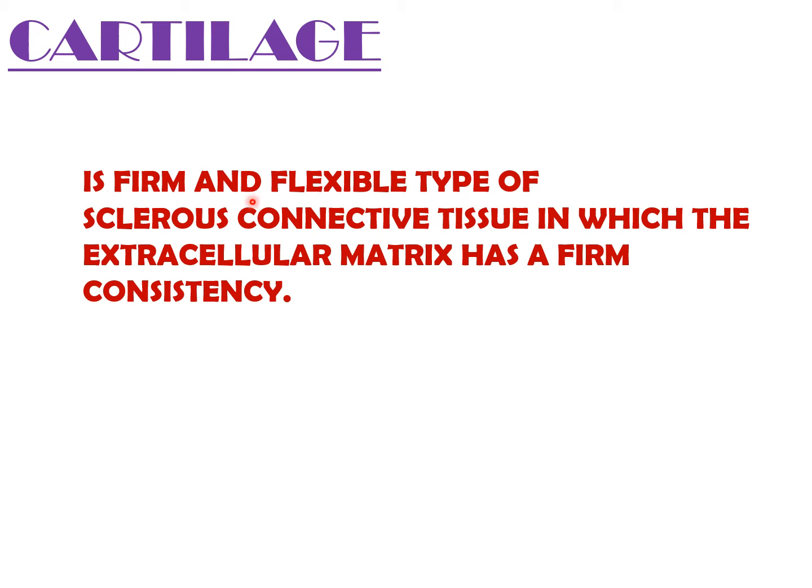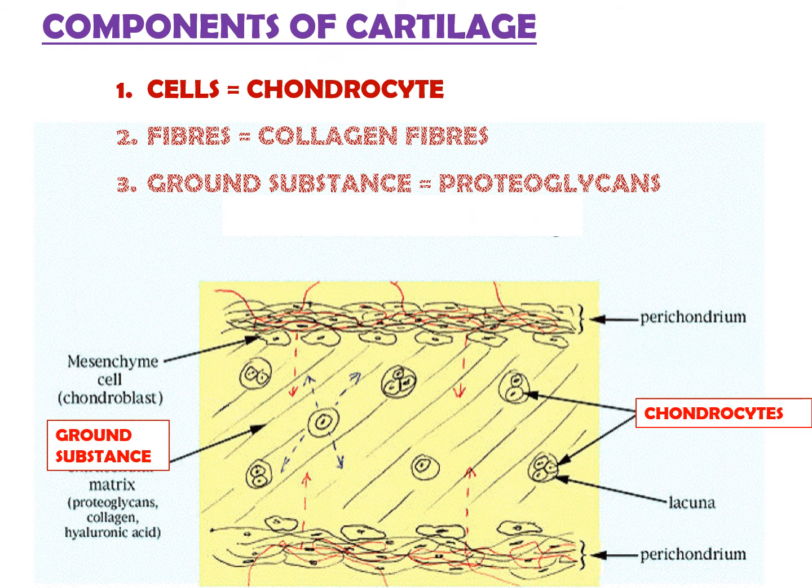So it is a firm and flexible type of connective tissue in which the extracellular matrix has a firm consistency. So this is defined as cartilage. Next, components of the cartilage. Cartilage contains cells, named chondrocytes, fibers, collagen fibers, and ground substance, proteoglycans. Here you can see this diagram of the cells, chondrocytes, and ground substance. There is a matrix and the cells. So these are the general features of cartilage and its components.